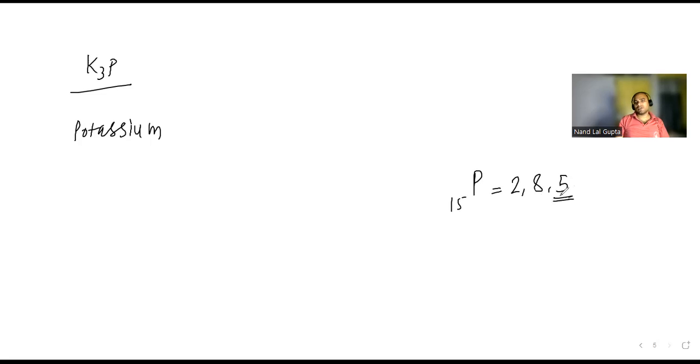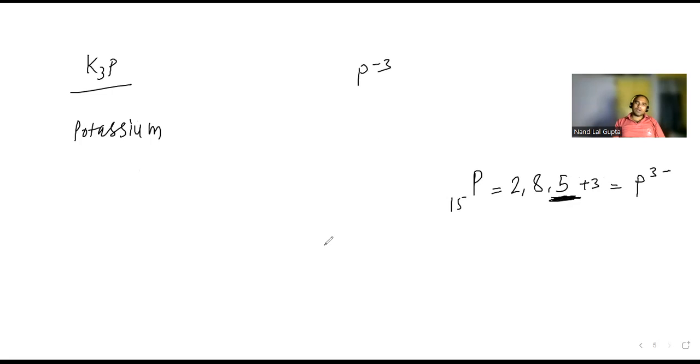2, 8, 5, 15. How many electrons are required to complete the octet? 8 electrons. How many electrons are required? Can you tell me? 3. So 3 minus. P3 minus, right? So here is the P3 minus. Now phosphorus is -3.